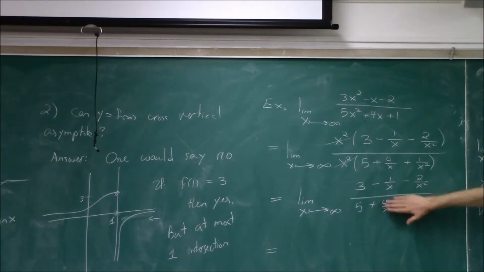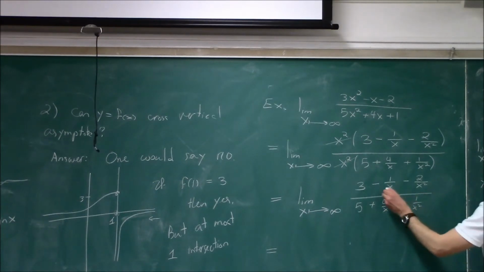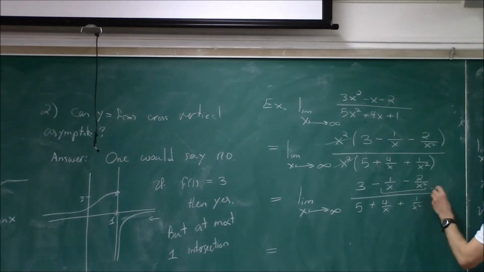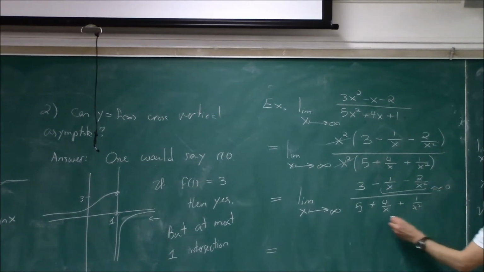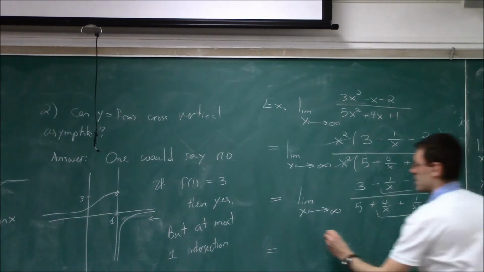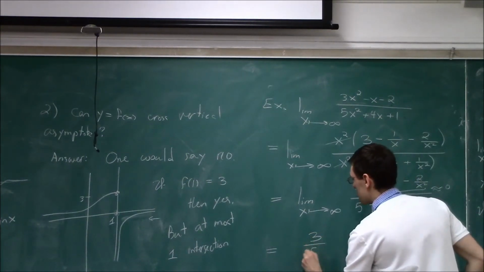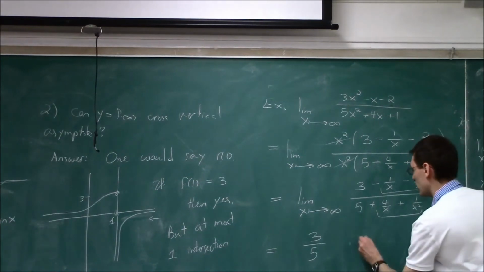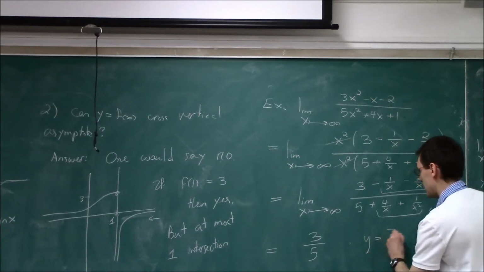And the bottom is also pretty much 0, so this is very similar to 0, and this is very similar to 0. So the answer is that what survives is just 3 over 5. So we have a horizontal asymptote y equals 3 over 5.